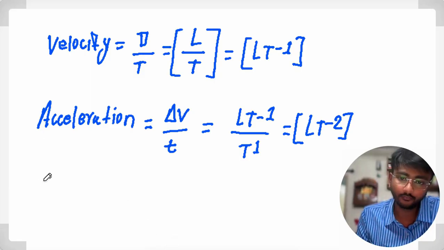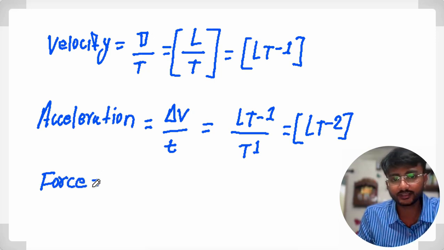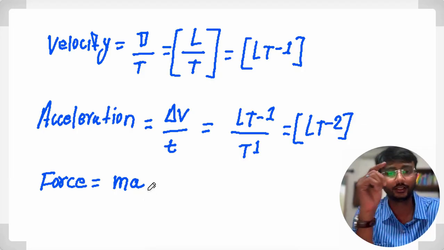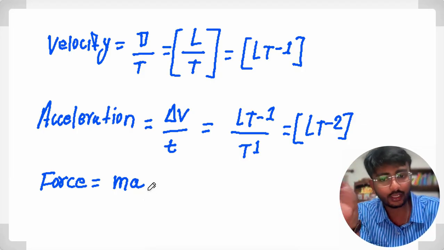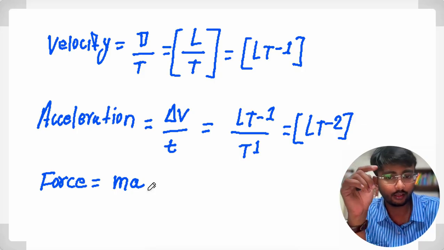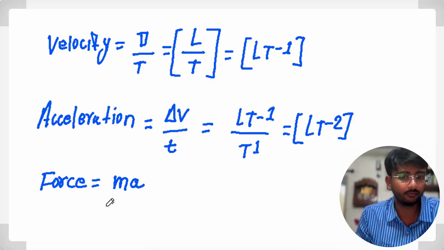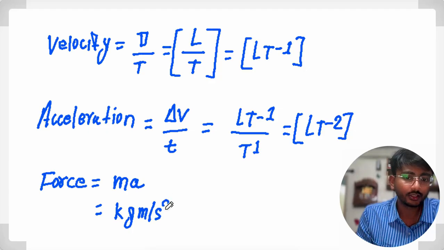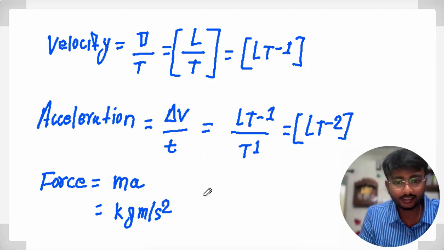Now force. Force is what? Mass into acceleration. See, you can find the dimension of any quantity by its formula as well, and there is another way as well. Like if you know the unit, mass is what? Kg, and acceleration is what? Meter per second square. So from the unit it is easy to find the dimension.